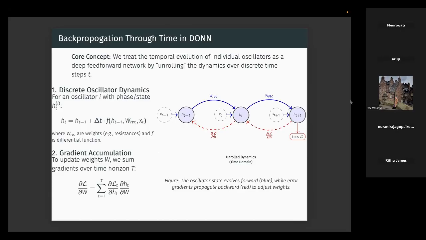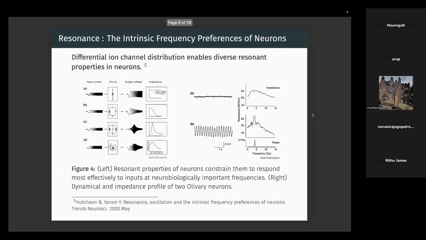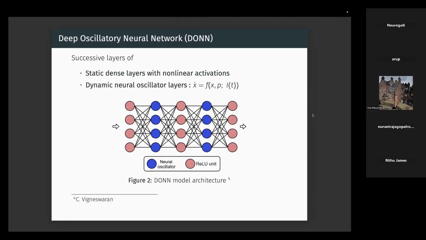Hello. Sir, in some of the previous slides, you showed a figure where there is a ReLU unit, then there is an oscillator unit. So in this neural oscillator unit, how does it work? I think you have mentioned it right now, no? Can you please repeat once again?